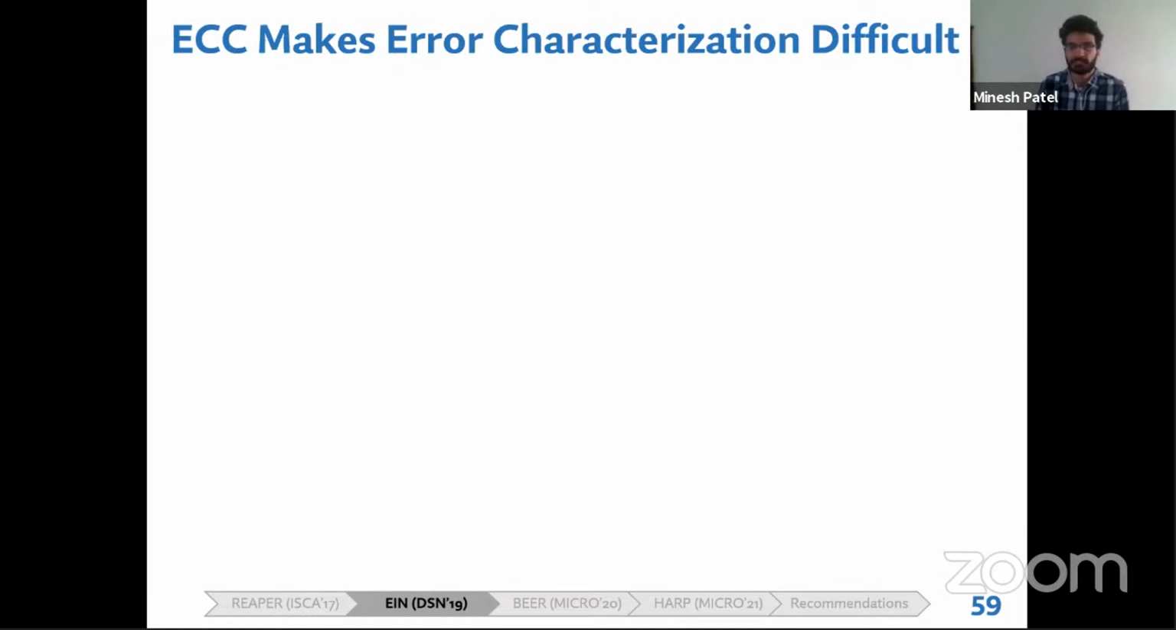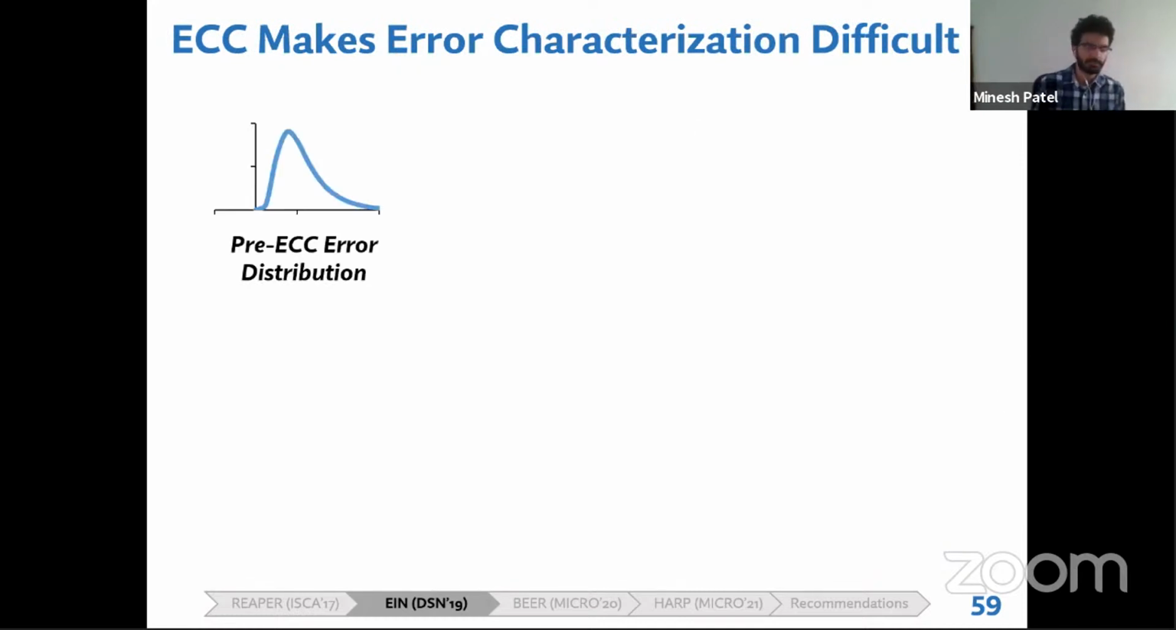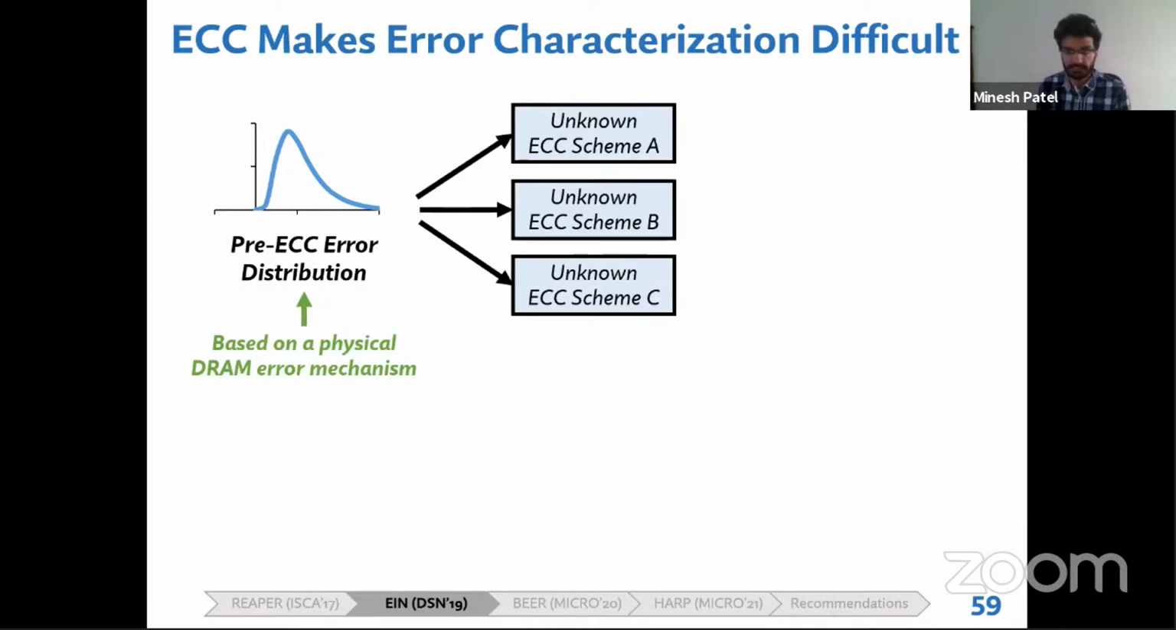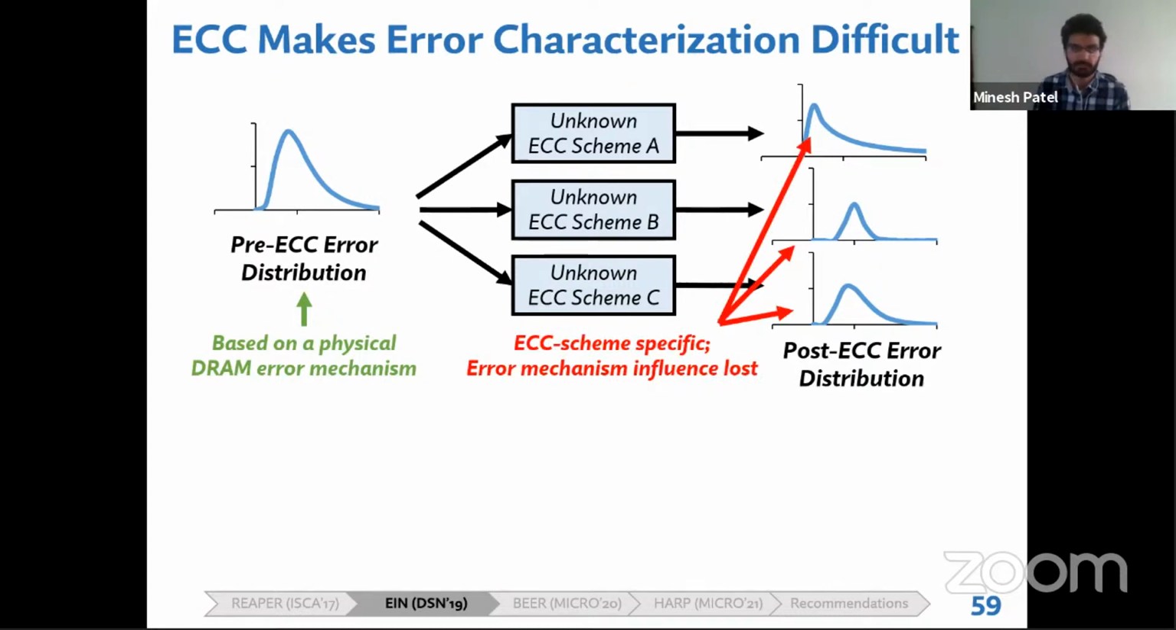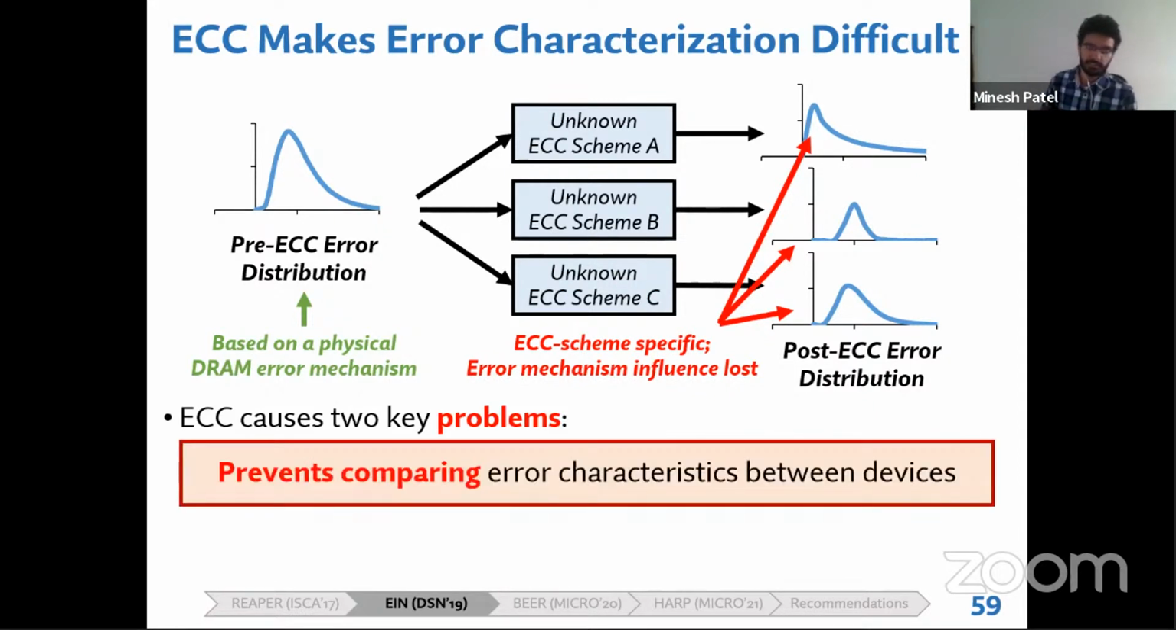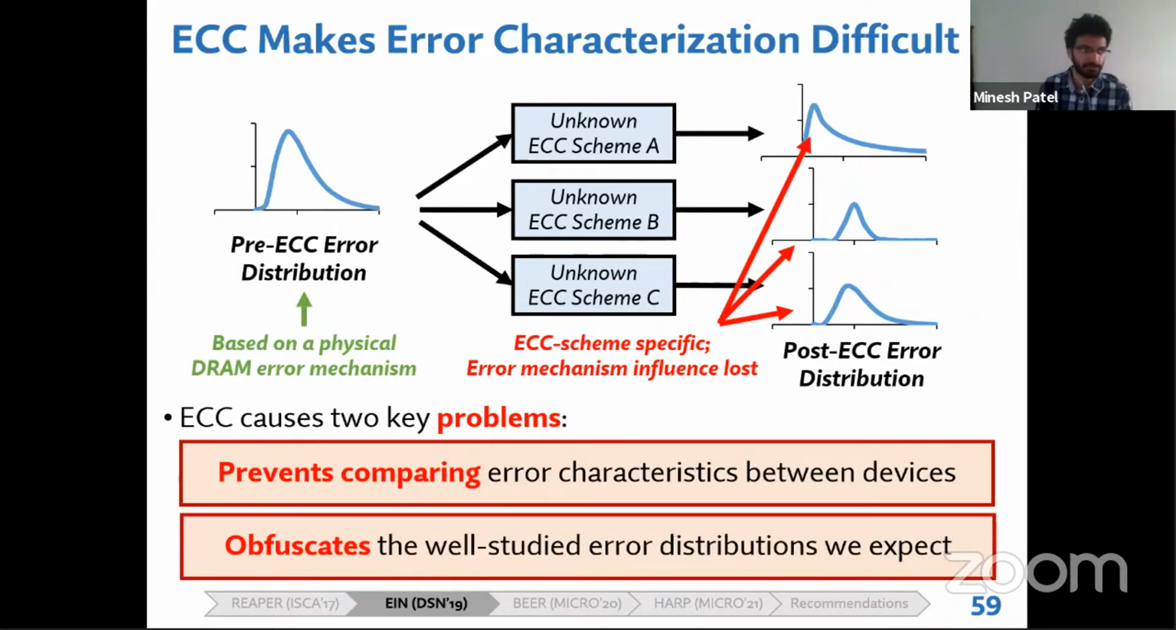And so naturally, this makes error characterization difficult because we start off with some sort of pre-correction error distribution. And this distribution is based on some sort of physical DRAM error mechanism that's potentially well understood. And when we pass this through 3 different unknown ECC schemes, we end up with 3 different post-ECC error distributions that potentially look very different from each other. And these distributions are ECC scheme specific, and the original influence of the error mechanism is potentially lost. And so this causes 2 key problems for the characterization study. First, it prevents us from comparing error characteristics between devices. And second, it obfuscates the well-studied error distributions that we are expecting from the physical device.